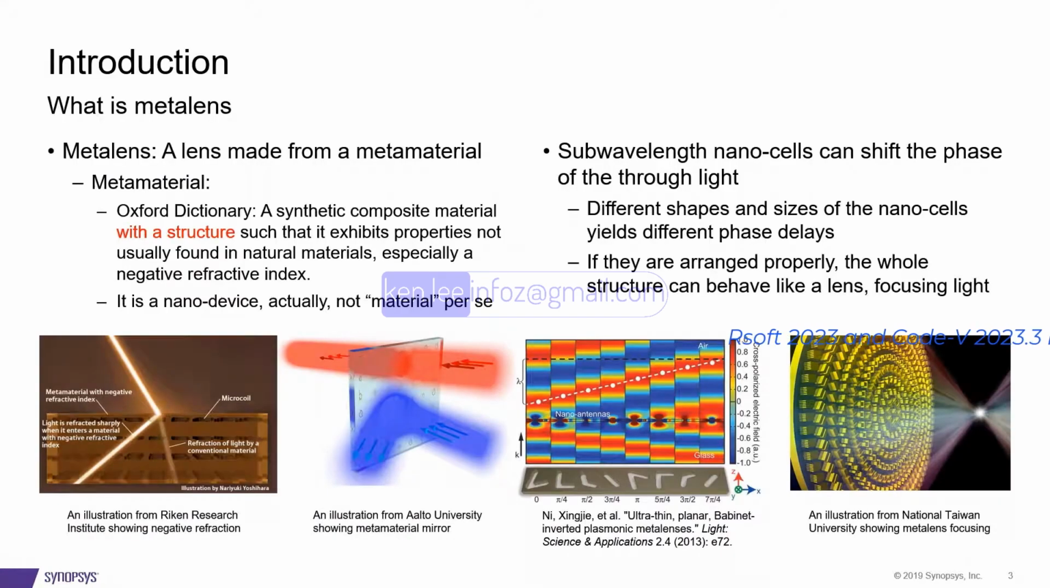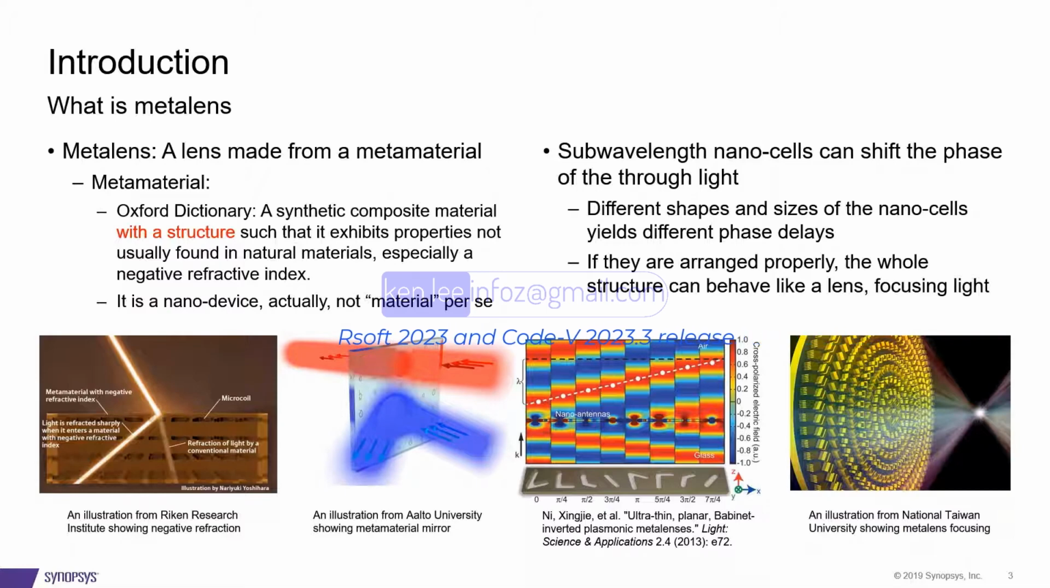First, what is a Metalens? According to the definition found in literature, Metalens is a lens made from a metamaterial. But then, what is a metamaterial? Well, according to the dictionary, it is a synthetic composite material with a structure such that it exhibits properties not usually found in natural means, specifically a negative refractive index.